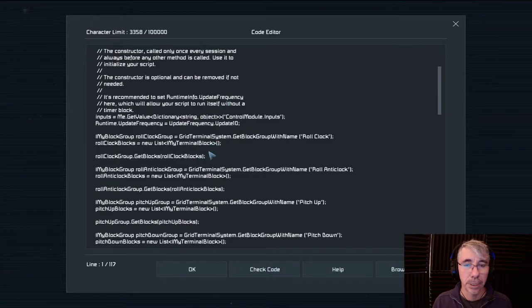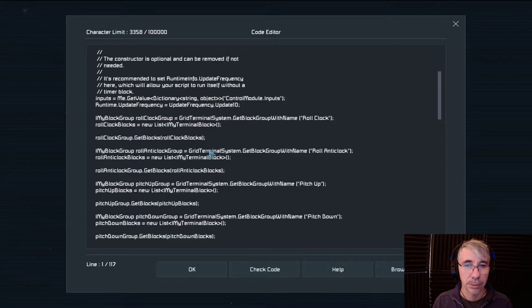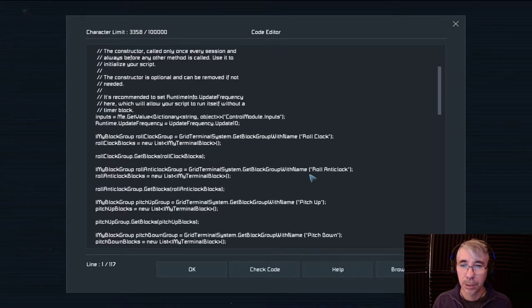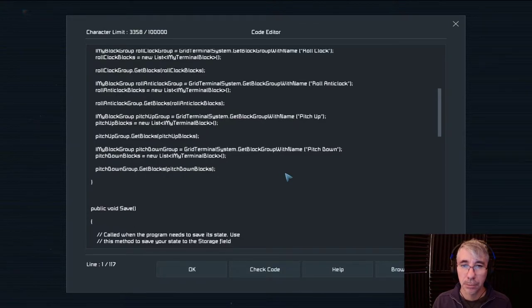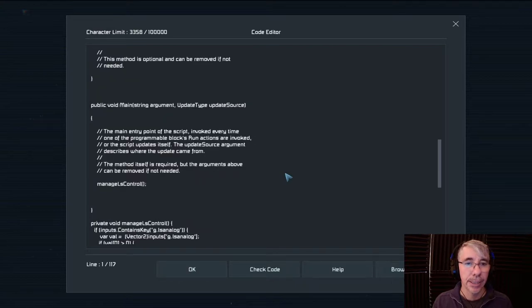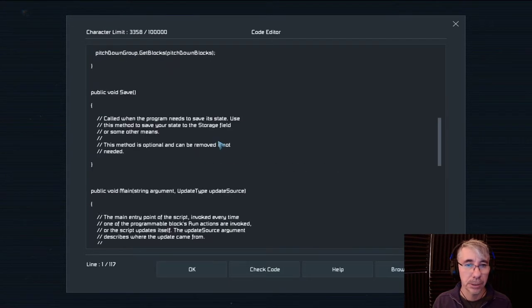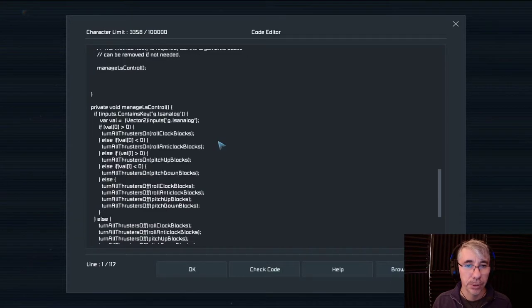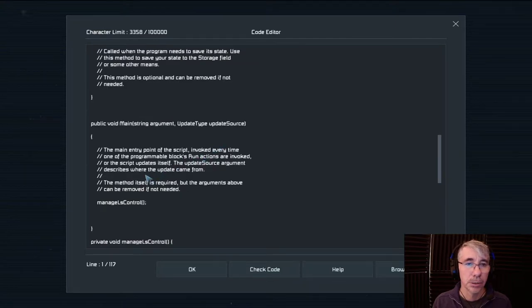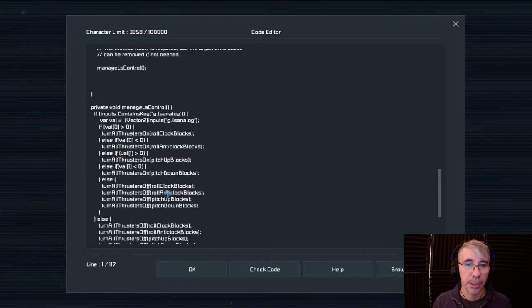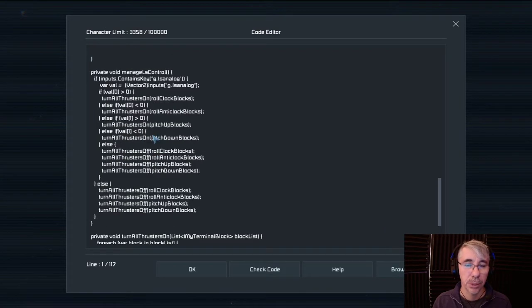And here I initialize these blocks by group. It looks at the group, so I have these roll clock, roll anti-clock, pitch up and pitch down thruster groups that group the pertinent thrusters, and then I will be running this program in a loop. It checks the user input every 10 ticks, and what it does is call this manage left stick control. So this programmable block is only looking at the left stick control of the gamepad, and then it activates or deactivates the thrusters.